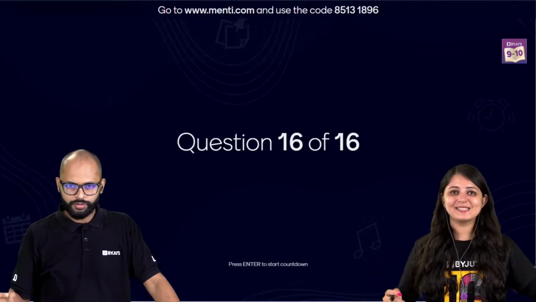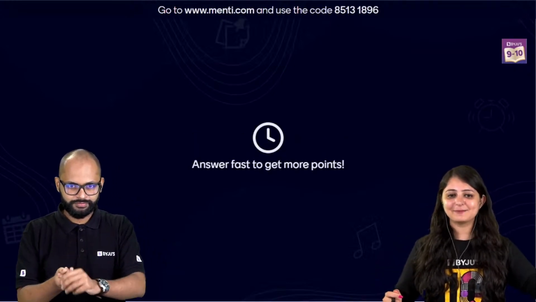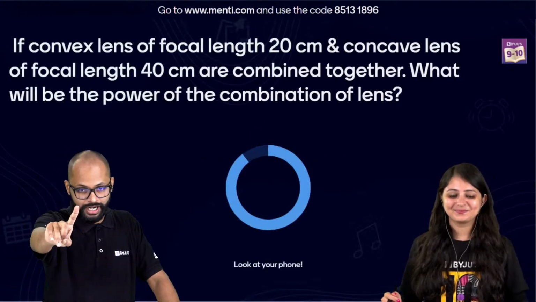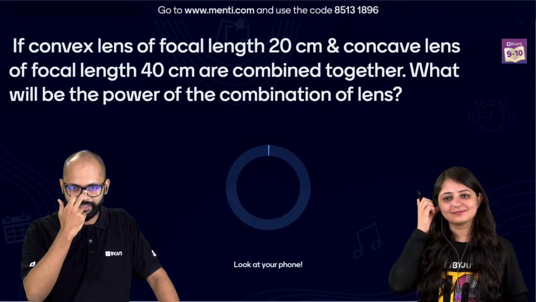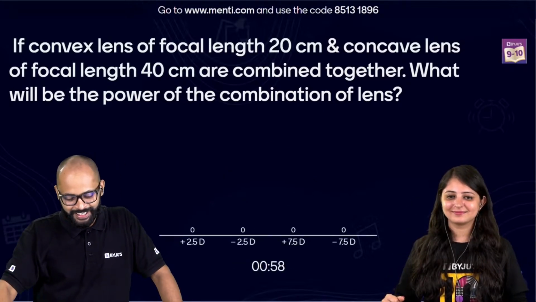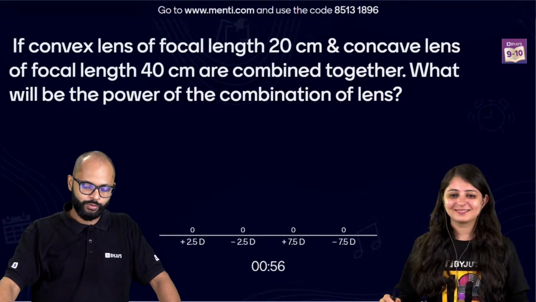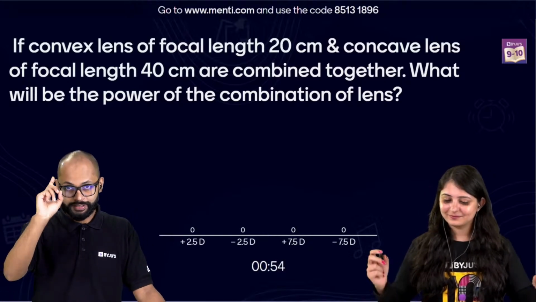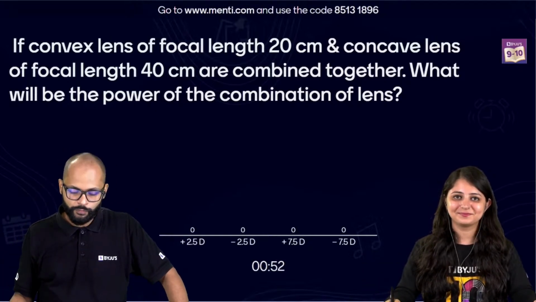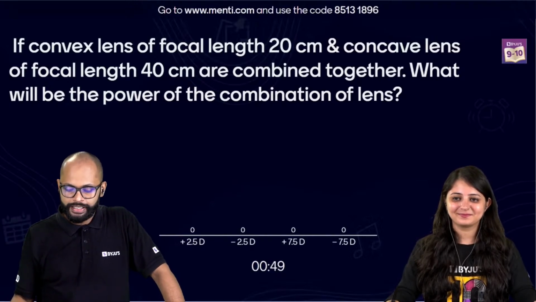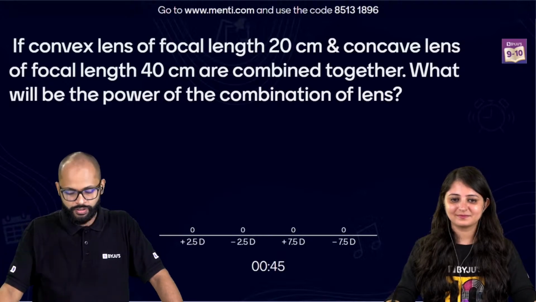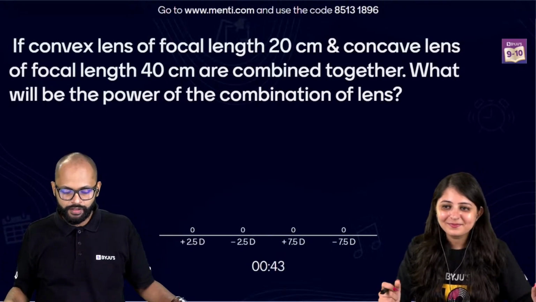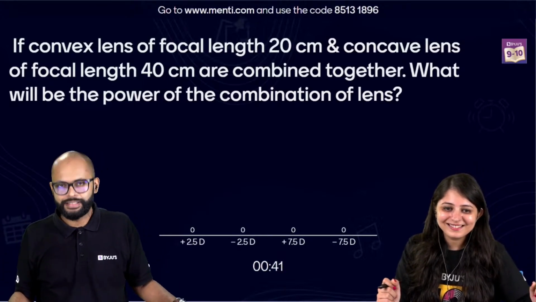Last question of the session. Last question. Come on, guys. And people don't know answering on the chat. I know. कोई फंस जाता है, कोई पकड़ा जाता है. So just don't answer. If a convex lens of focal length 20 centimeter, listen carefully, and a concave lens of focal length 40 centimeter are combined together, what will be the power of the combination of lens?